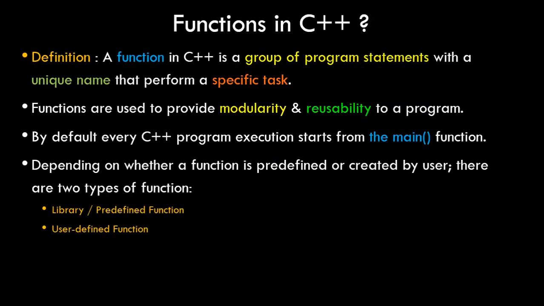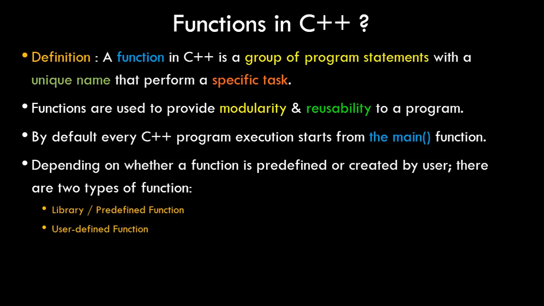So what are functions? Let me just read out the definition and we'll try to understand by taking an example as well. A function in C++ is a group of program statements with a unique name that performs a specific task. So it is a group of program statements that has been given a unique name by us, or some of them are predefined, and the function is defined in such a way that it performs a specific task. So why are functions used? Functions are used to provide modularity and reusability to a program. Those are the major advantages of a function.